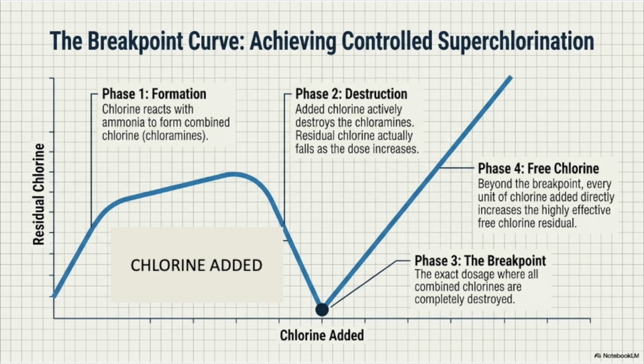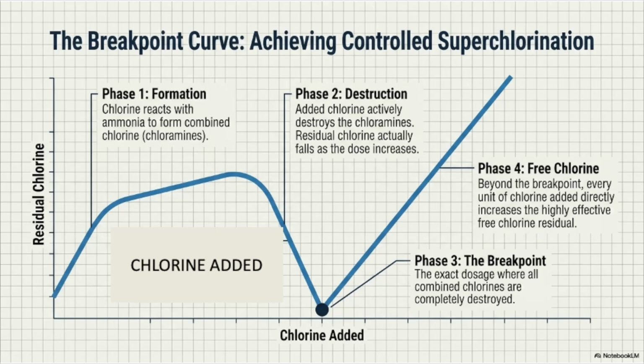This brings us to the breakpoint curve, which explains how controlled superchlorination is achieved. In the first phase, called formation, the chlorine added reacts with ammonia to form combined chlorine, known as chloramines. In the second phase, called destruction, the additional chlorine added actively destroys these chloramines, and the residual chlorine actually falls as the dose increases. The third phase is called the breakpoint, which is the exact dosage at which all the combined chlorines are completely destroyed.